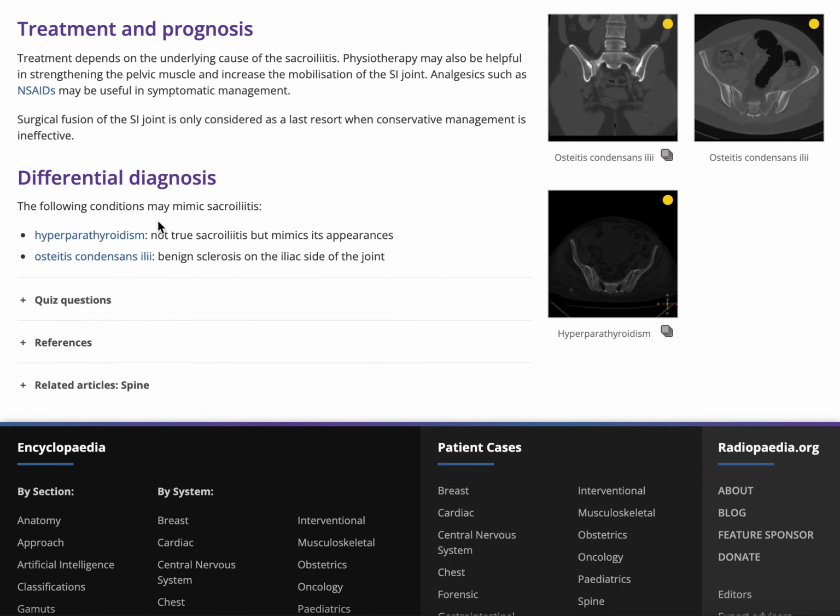The following conditions may mimic sacroiliitis: hyperparathyroidism. This is not true sacroiliitis, but mimics its appearance. And then osteitis condensans ilii. This is a benign sclerosis on the iliac side of the joint.